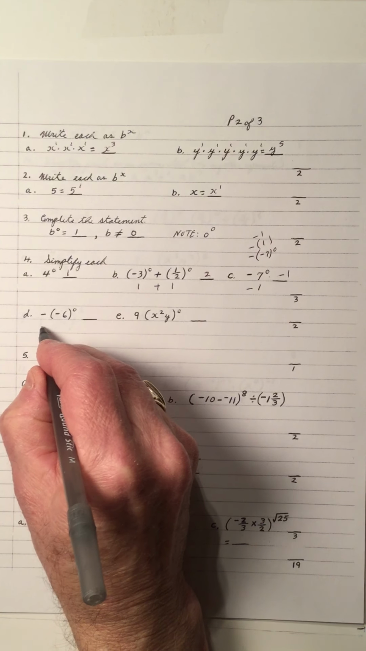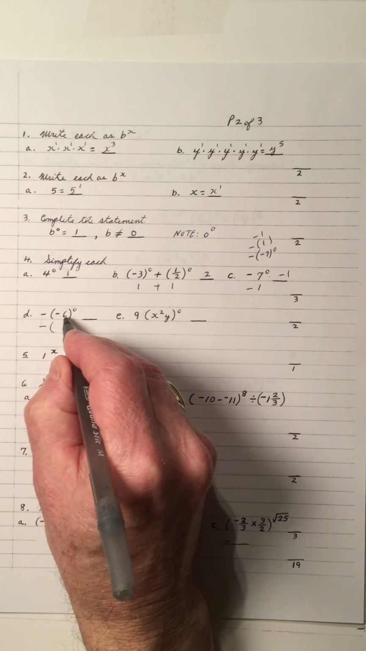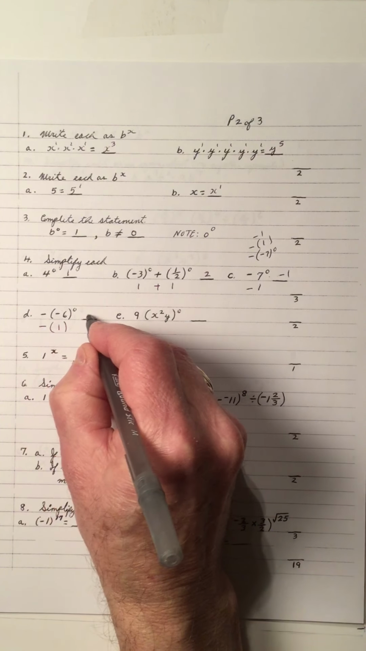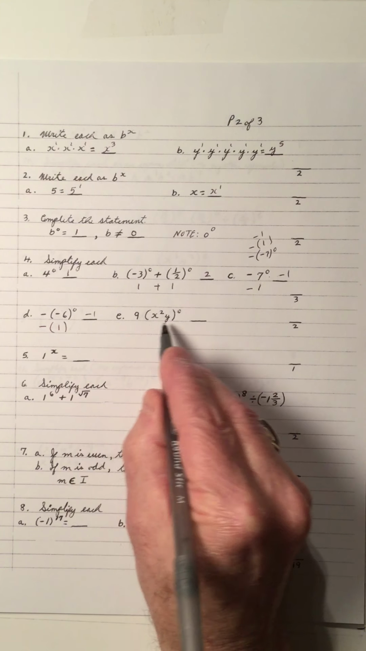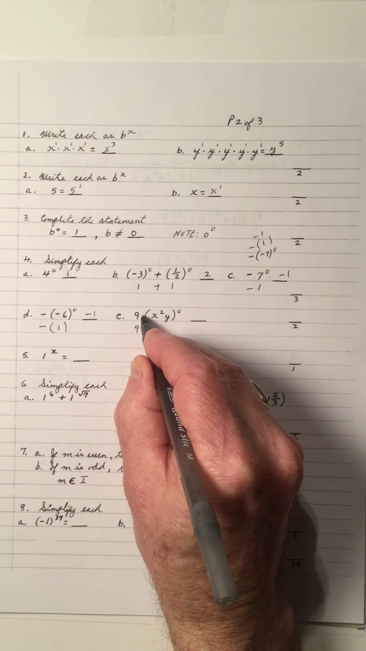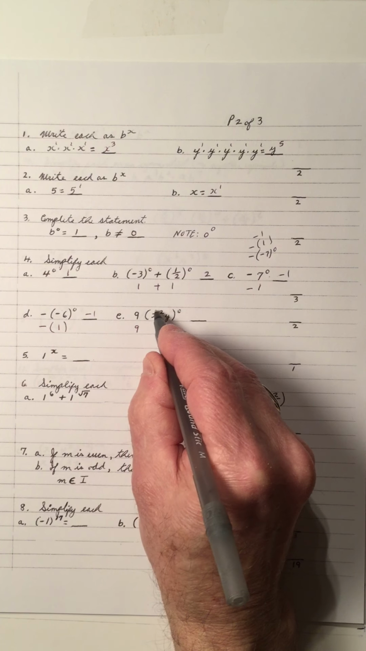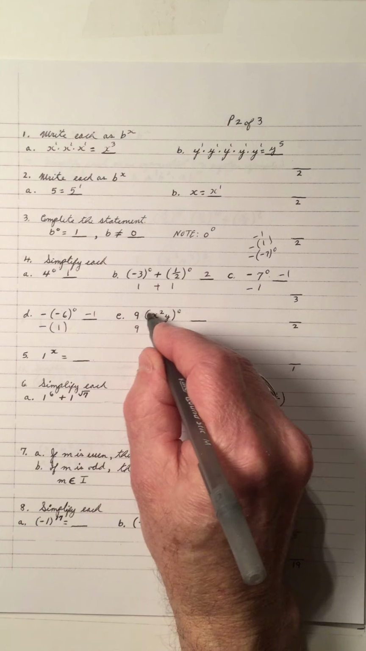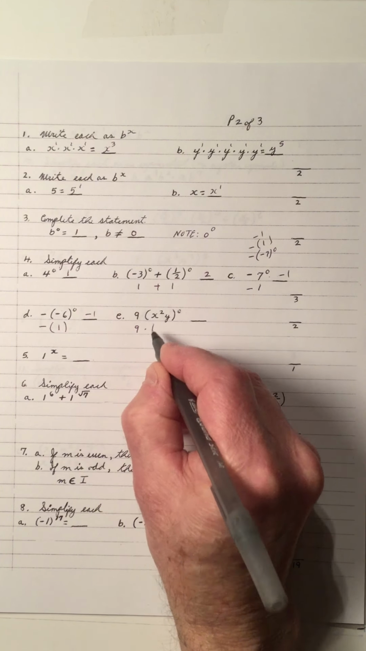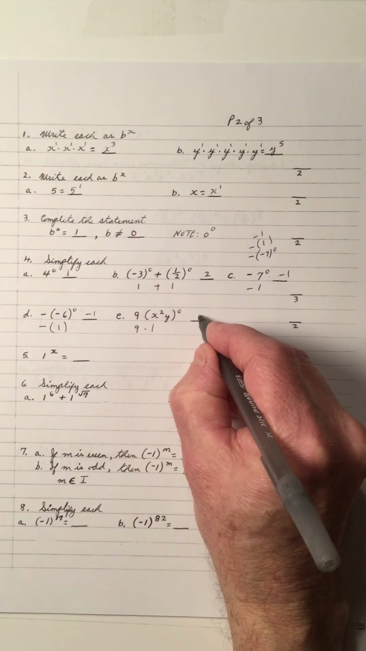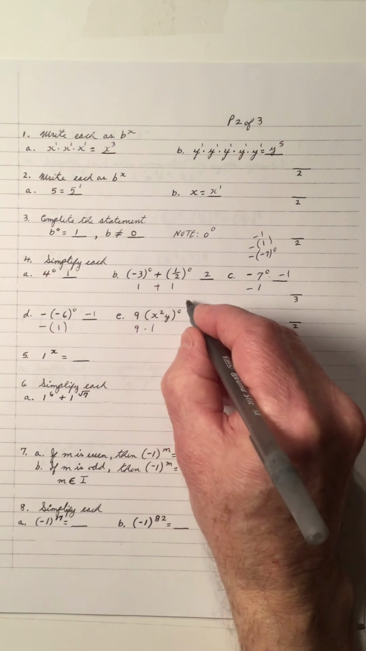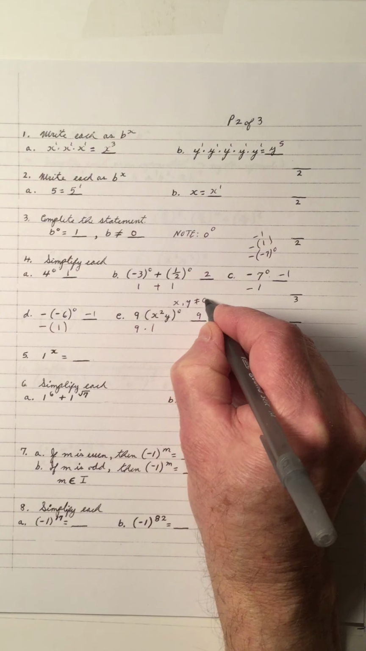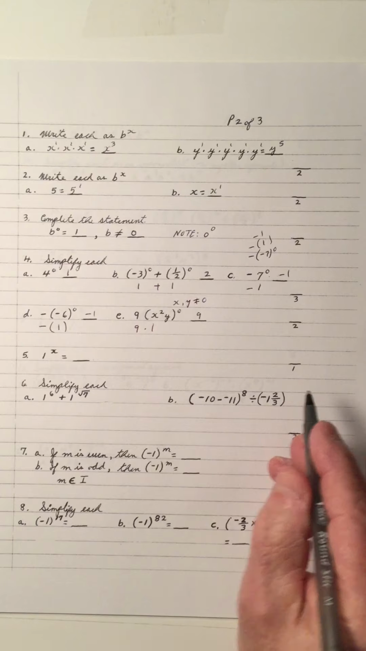D is what I was just talking about. This is the negative of negative 6 to the 0 power. Negative 6 to the 0 power is 1. So that answer becomes negative 1. E, I have a 9 times. That's understood to be a multiplication. So this is x squared y, all to the 0 power. So the answer is 1 for that. So 9 times 1 is 9. Provided, you have to make the assumption, x and y are not zeros. Okay, we make that assumption.